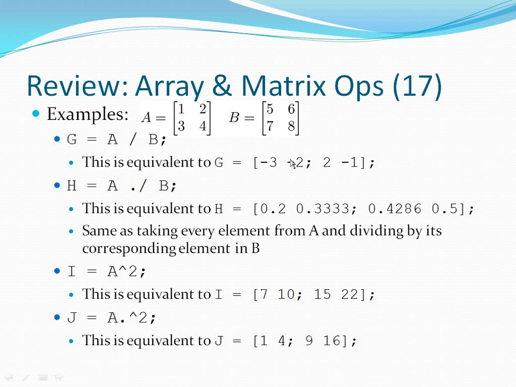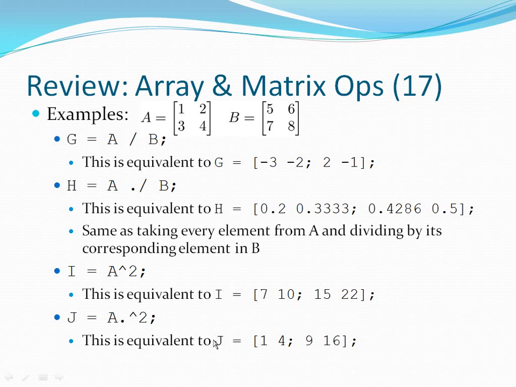Okay, so this is the same thing as taking every element from A and dividing by its corresponding element in B. All right. If you were to do A^2, this is the same thing as just multiplying A twice, so then you get this. If you were to do A .^2, this will become 1 squared, 2 squared, 3 squared, 4 squared. So what you're doing is you're taking every element in A and squaring it individually, and then you get an output that reflects that.